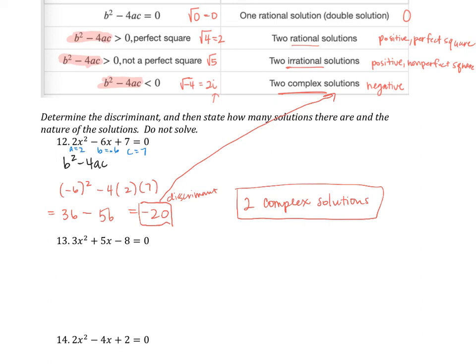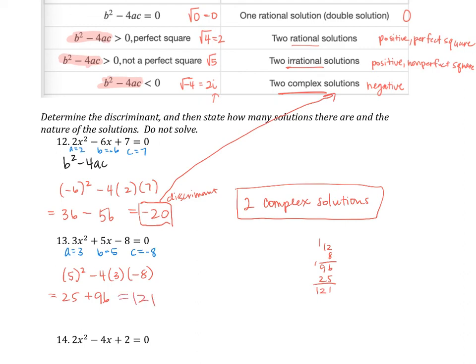All right, let's look at the next one. We have a is 3, b is 5, c is -8. So we have b squared, so 5 squared, minus 4ac. 5 squared is 25. We have two negatives, so we're going to get a plus. And then we have 12 times 8, which is 96, so plus 96. That gives us 121.